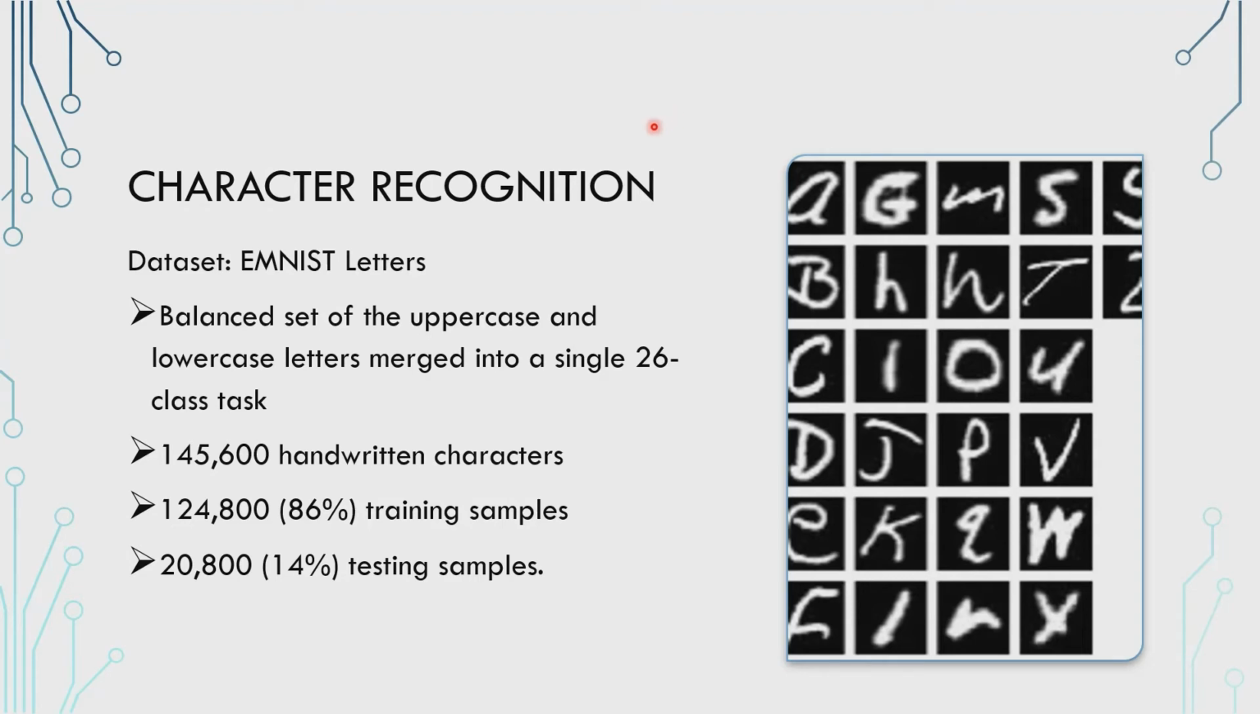And this is the data set that our neural network will be trained on for character recognition. So the data set is the MNIST letters data set. This is a balanced set of uppercase and lowercase letters merged into a single 26 class task. This data set contains 145,600 handwritten character images. 86% are training samples, 14% are testing samples.